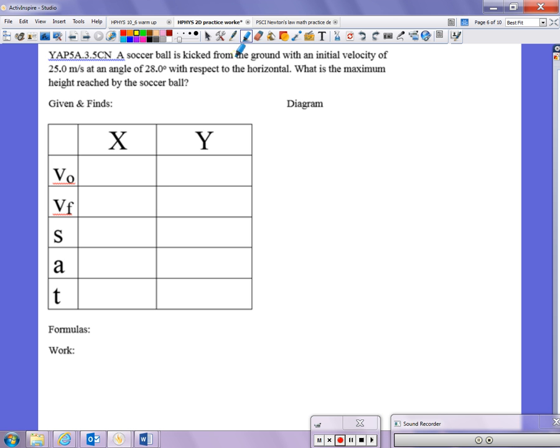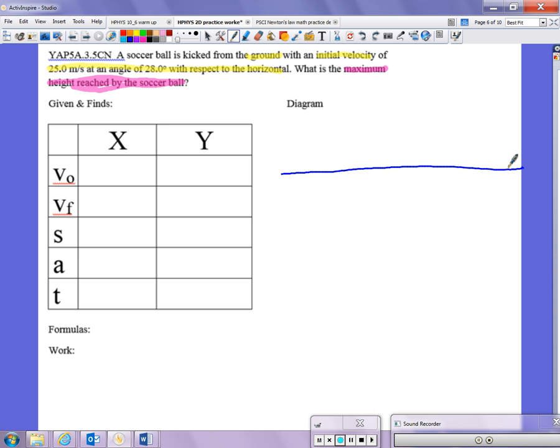A soccer ball is kicked from the ground with an initial velocity of 25 meters per second at 28 degrees with respect to the horizontal. And it says, what is the maximum height reached by the soccer ball? This may not seem like a lot of information, but before we start panicking about that, let's diagram our situation and work through it.